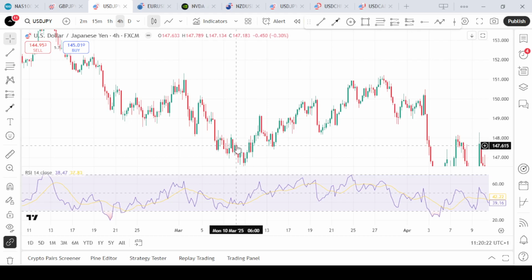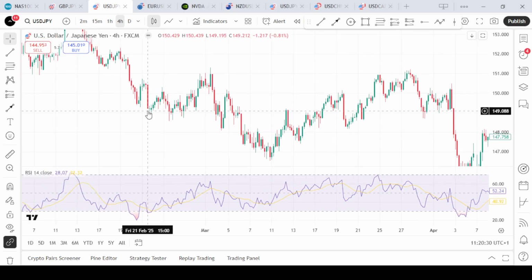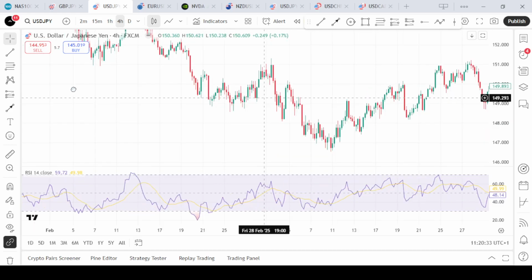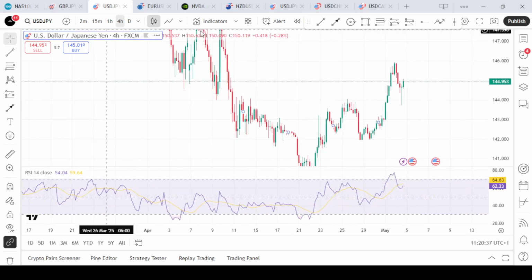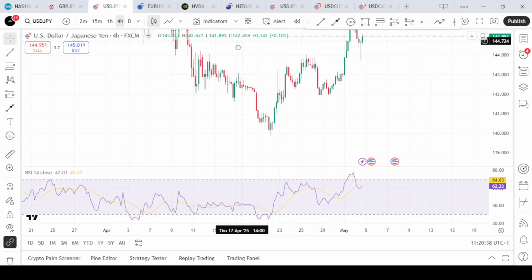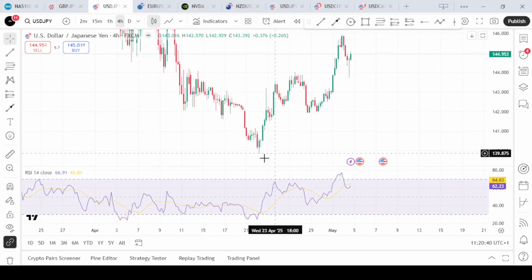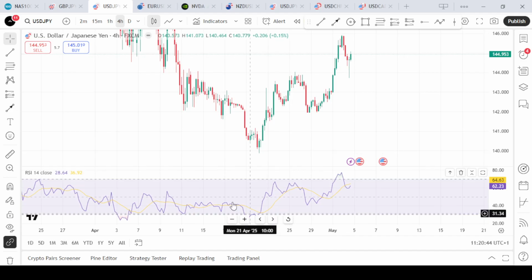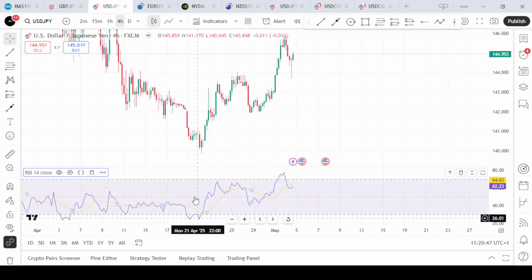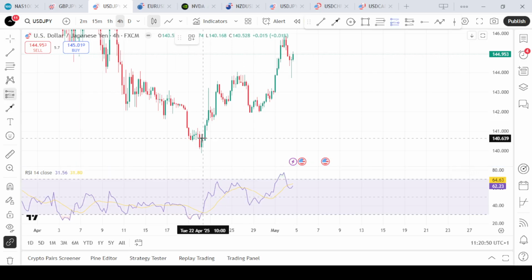For long positions, you wait for the RSI to drop below 30. So if you want to enter a buy trade in this area, you wait for your RSI to drop below 30. This is a typical example. In this area, it is below the 30 mark on the RSI indicator. This signifies a buying opportunity, a good place to buy.